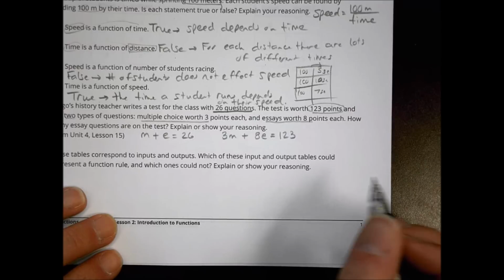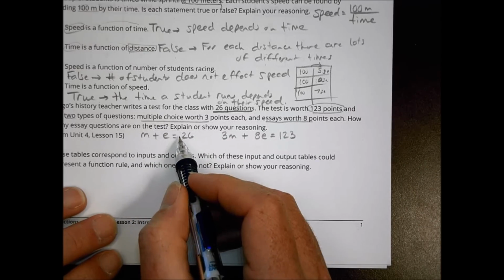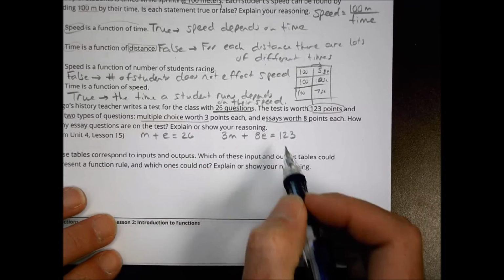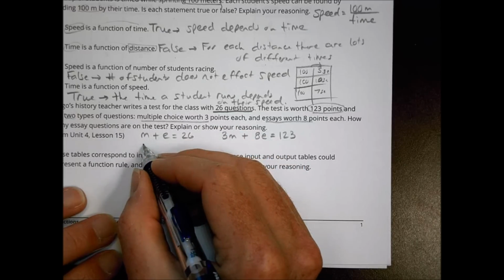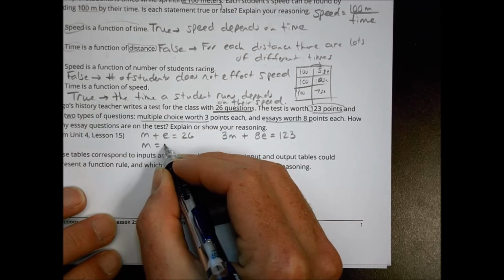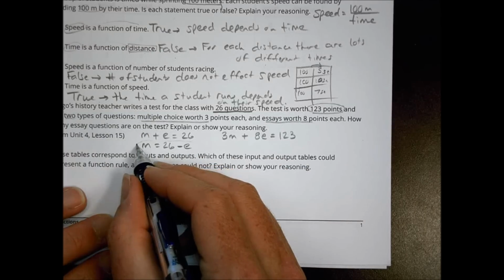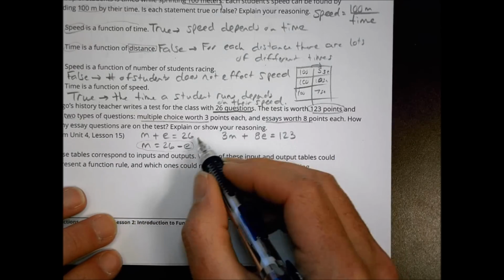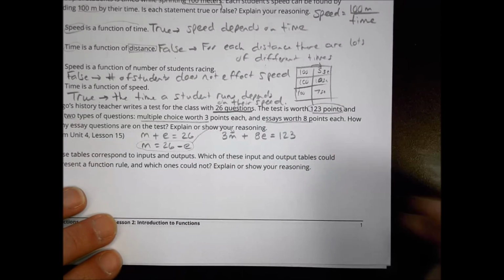At this point now, I can decide which one I want to use to plug one of these values into, M or E. It really doesn't matter. I'm going to go ahead and choose the M one. So I'm going to say that M equals 26 minus E. So now that I have the M variable by itself, I can plug that into this equation here to solve for, in this case, solve for E.